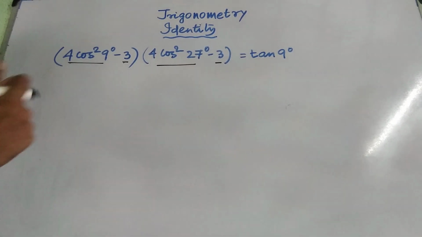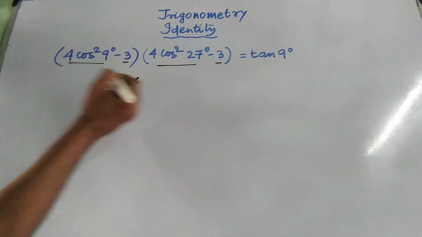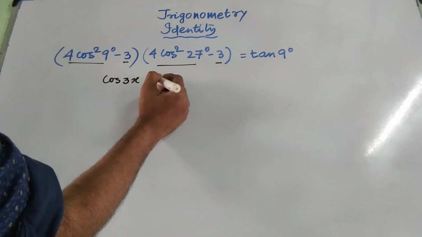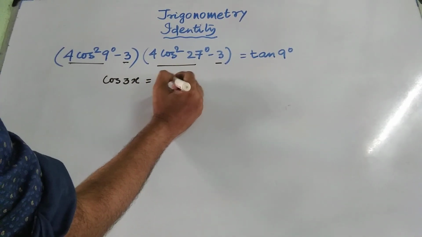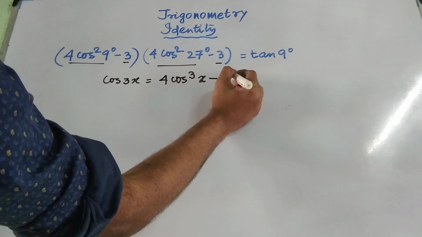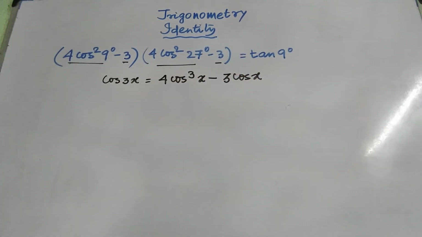Now, from a basic rule of trigonometry, we know the formula of cos 3x. Why I am taking the formula of cos 3x, you will come to know. What is that? That is 4 cos³ x minus 3 cos x, right? That is the formula for cos 3x.